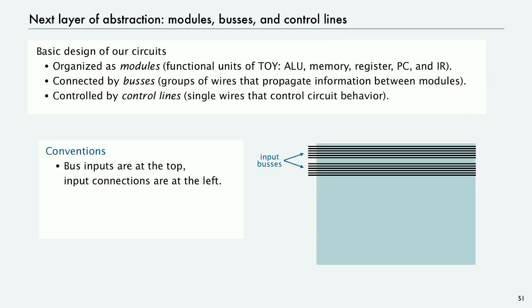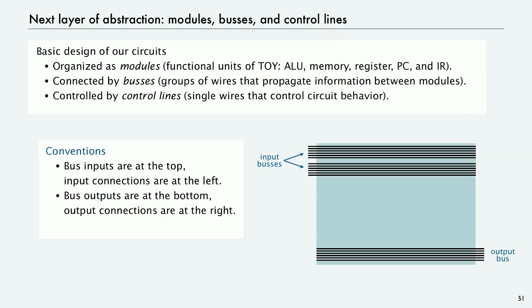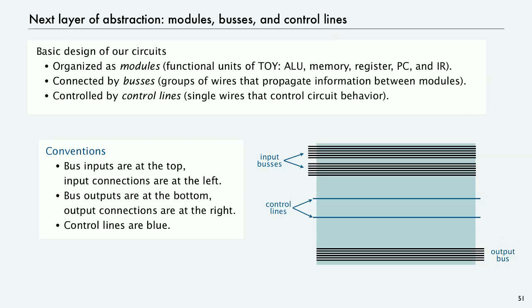And we adhere to conventions to make it easier to understand what the circuits are doing. Usually we put the bus inputs at the top and connect to them at the left. We put bus outputs at the bottom, and we run any connections out from the right. But often these buses have to run all the way through the circuit because different pieces have to connect to them. And then we have control lines, which we usually draw in blue, that also run all the way through the circuits. So we'll see several examples of modules in the next lecture, but our first example is the ALU.